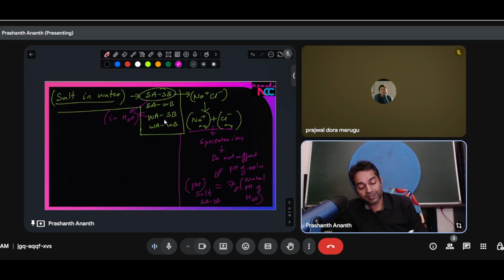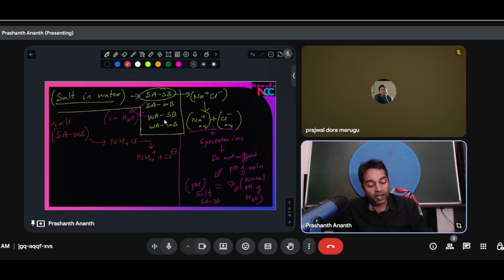Now let's go for the next case here. Strong acid, weak base salt. If I consider the salt of a strong acid and a weak base, this is going to be typically something like ammonium chloride. Ammonium chloride here is also an ionic compound, meaning this also dissociates completely when it is present in water. What does it dissociate into? It dissociates into ammonium ions and chloride ions.